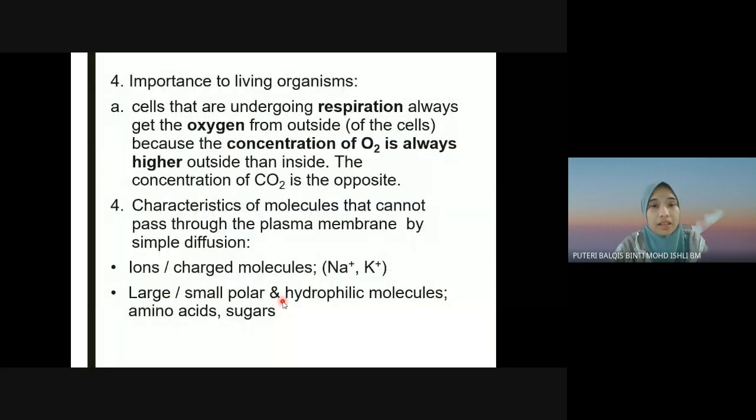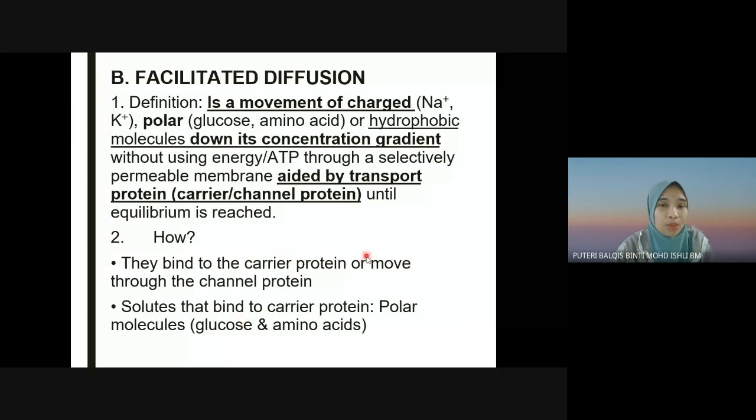Right. So the molecules that cannot pass through the plasma membrane by simple diffusion are ions or charged molecules, large polar, small polar and hydrophilic molecules. So these are the molecules that cannot pass through. When they cannot pass through, they need a certain type of transport. They need transport protein.